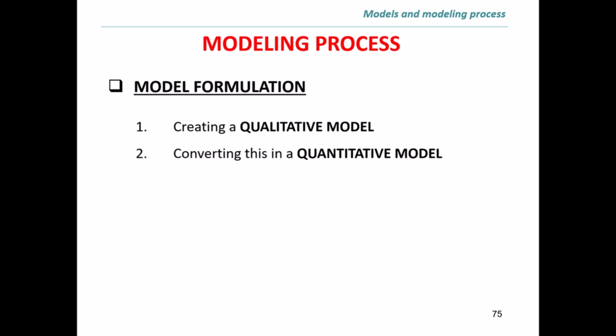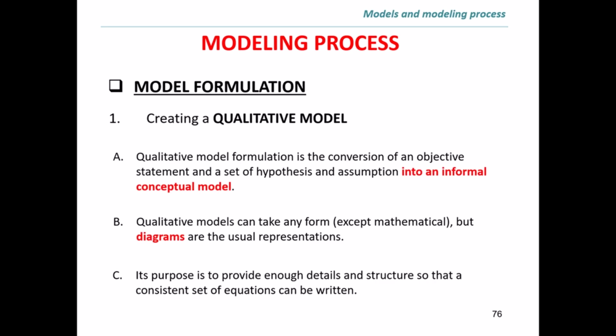The first is creating a qualitative model, and the second is converting the qualitative model that has been created into a quantitative model. A qualitative model is usually a conceptual model that can assume any form. The important thing is that the form it assumes is not a mathematical one. So usually a qualitative model is a diagram, a conceptual representation.